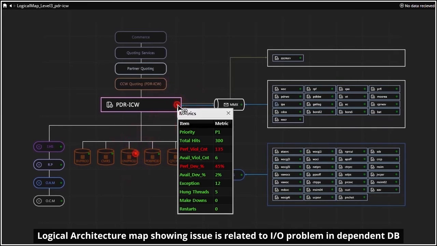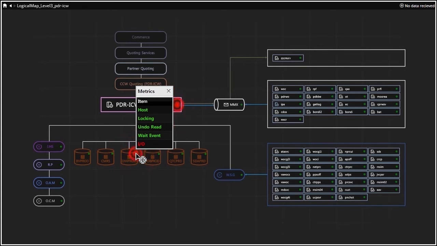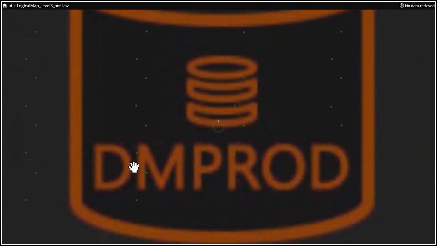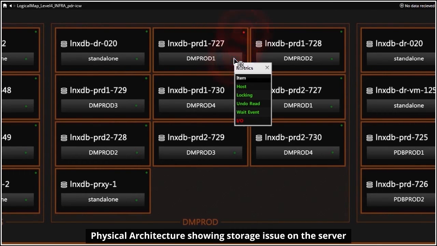Since everything else seemed to be performing well, it makes sense to zoom in to the database issue further. The logical view gets transformed now into the physical view, where we can now see infrastructure layout and related metrics. The server hosting one of the instances of the impacted database shows storage issues.